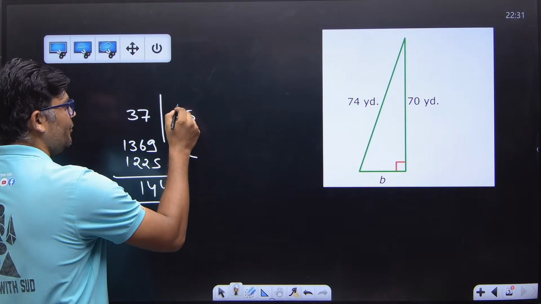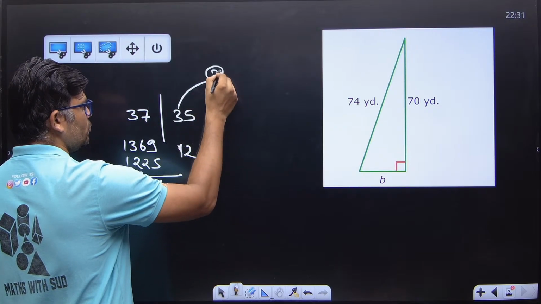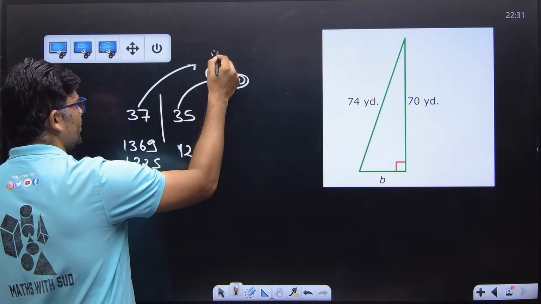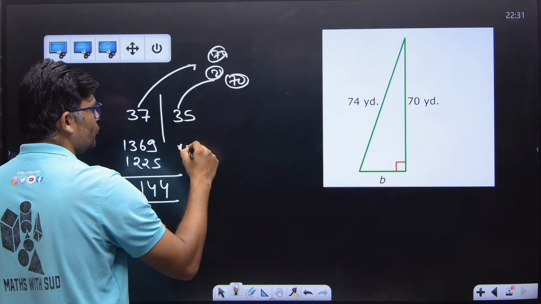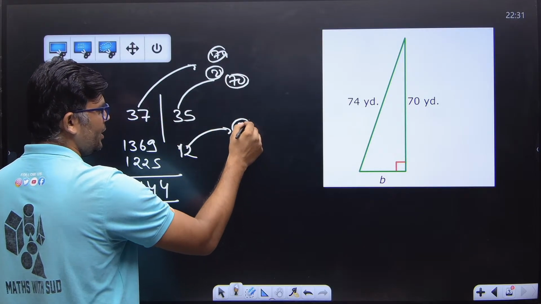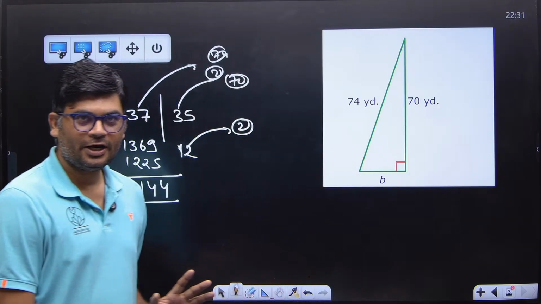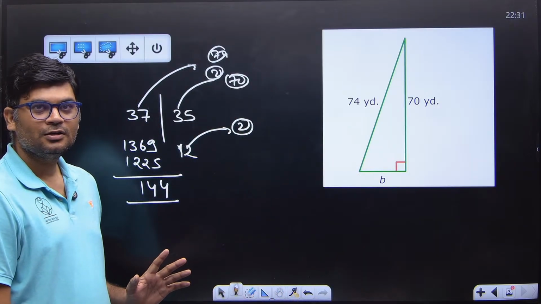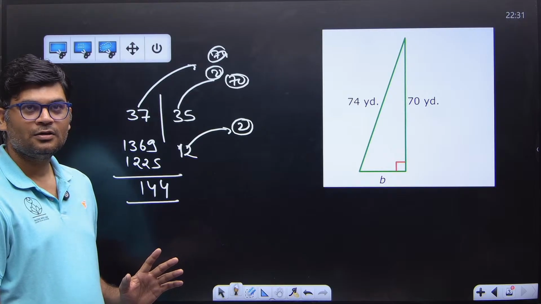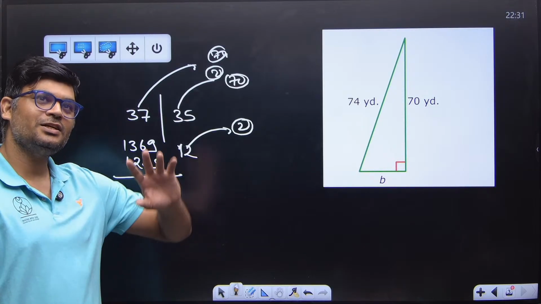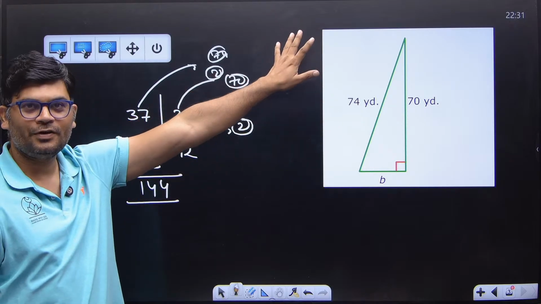No. 35 has been multiplied by 2 to make it 70. 37 is multiplied by 2 to make it 74. So 12 will be multiplied by 2 to make it 24. Are you getting it? 7, 24, 25. No, that's not 7, 24, 25.